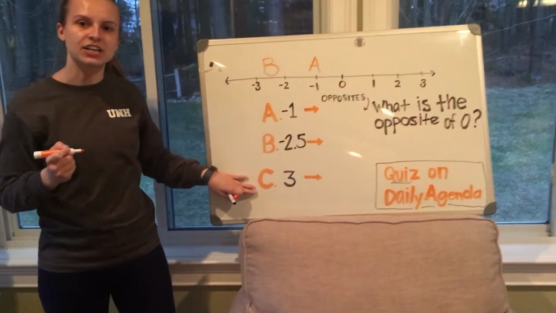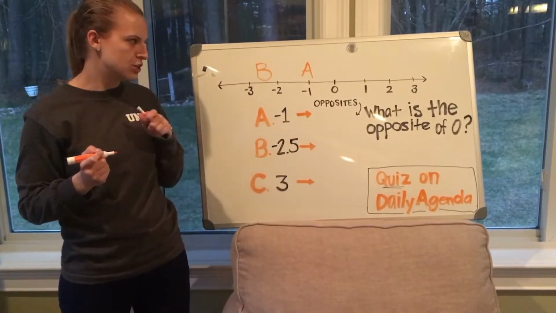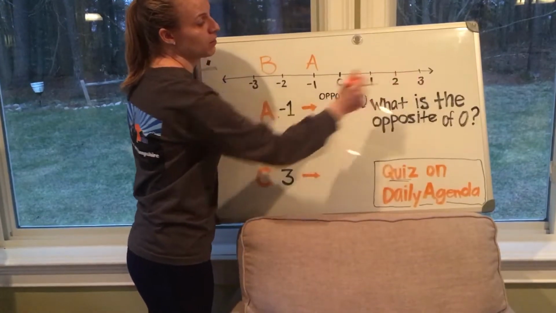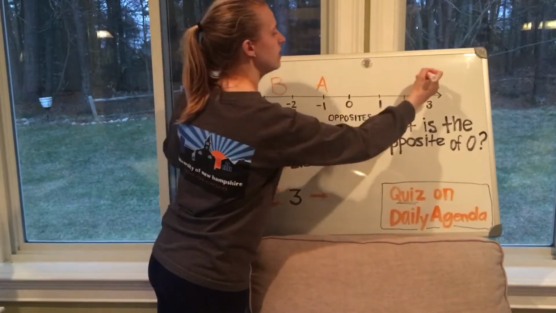And then lastly, letter C, 3. So 3 is positive. So this time we're going to go to the right of 0, 3 spaces. Letter C at 3.